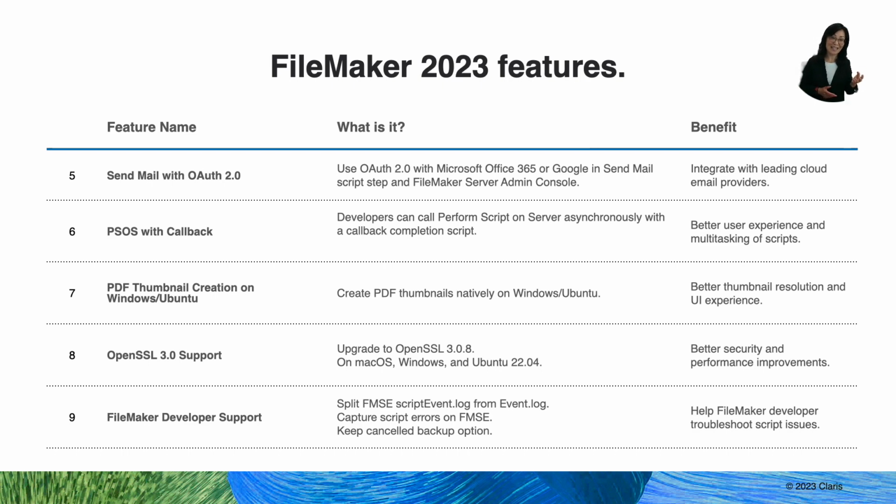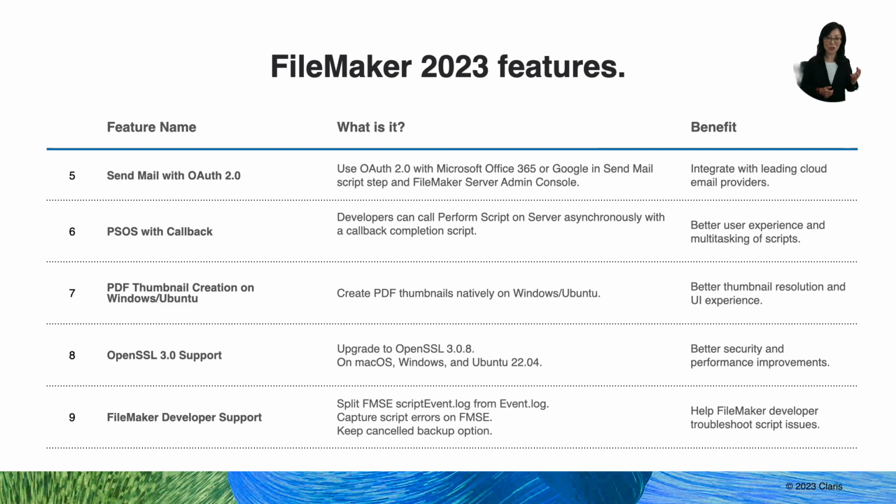We also have extended native support for PDF thumbnails on Windows and Ubuntu. You can now see higher resolution thumbnails consistently across the platform. For security, we have upgraded the platform to use OpenSSL 3.0.8 for Mac, Windows, and Ubuntu 22. A note here, on Ubuntu 20, it is still OpenSSL 1.1.1. It is time to upgrade. For XDBC, we have upgraded the X509 signature algorithm to SHA-256 from MD5.